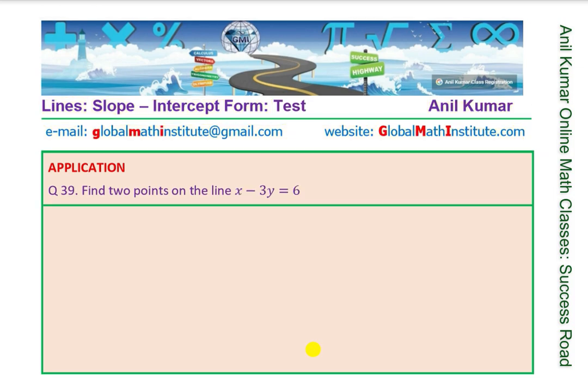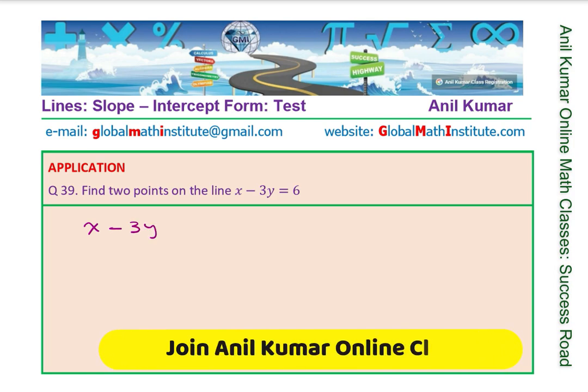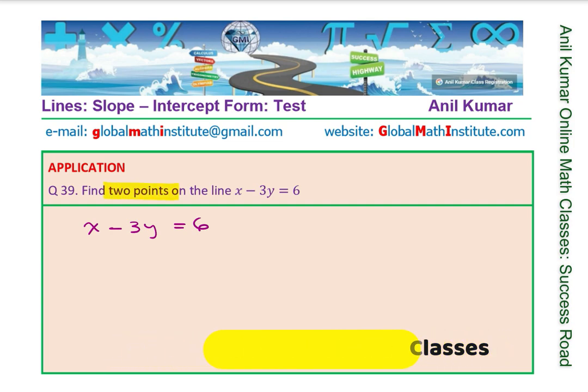Now, let's take the next question, which is find 2 points on the line. This time, the line is given to us as x minus 3y equals 6. Well, you can write this equation, isolate y, and then it may be a good idea to find 2 points, correct? The other way of doing it is that since we only want to find 2 points, why not find the intercepts, right? X and y intercepts.